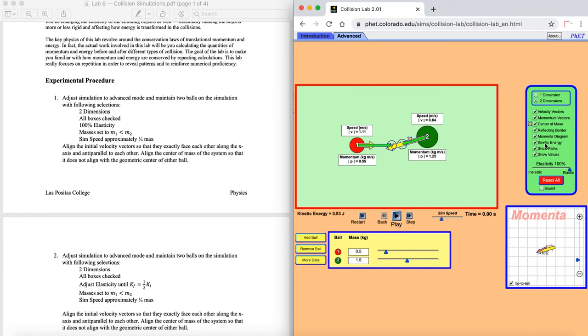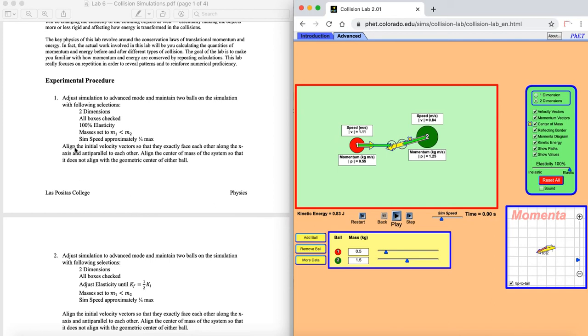Sometimes the kinetic energy, you have to turn it on and off twice. I've noticed that, and you saw I just did that. So if your kinetic energy isn't showing up here in the lower left hand corner, just turn the box off and back on to get it to show up. It's a word of warning there. So now, experimental procedure number 1.